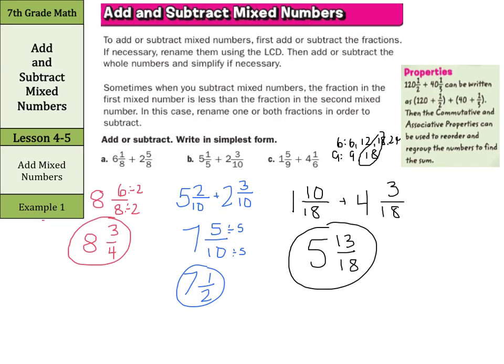Now we have our little note on properties here on the side, where it says 120 1/2 plus 40 1/3 can be separated and written as 120 plus 1/2 and 40 plus 1/3, where you can regroup. For example, you could do the 1/2 plus 1/3 first, and then do the 120 plus 40, and then combine. That's possible, and that's kind of what we did here. We did the 2/10 plus 3/10 first to get the 5/10, and then did the 5 plus 2. So that's basically what we're doing here.